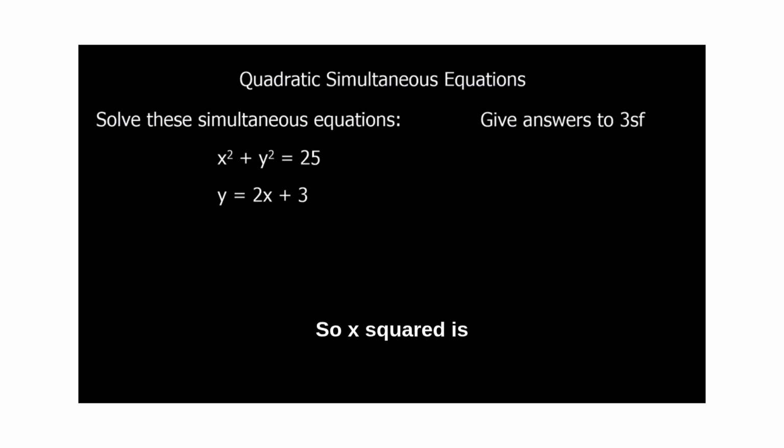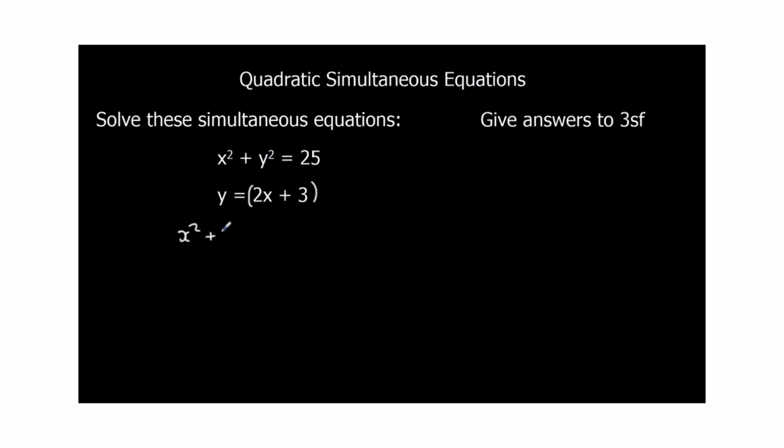Okay, this time the question says give answers to 3 significant figures. So what that's telling me is I'm not going to be able to factorize this one. It's going to be a quadratic formula question. So first step's the same. So I've got y equals here. So I can substitute this in for the y.